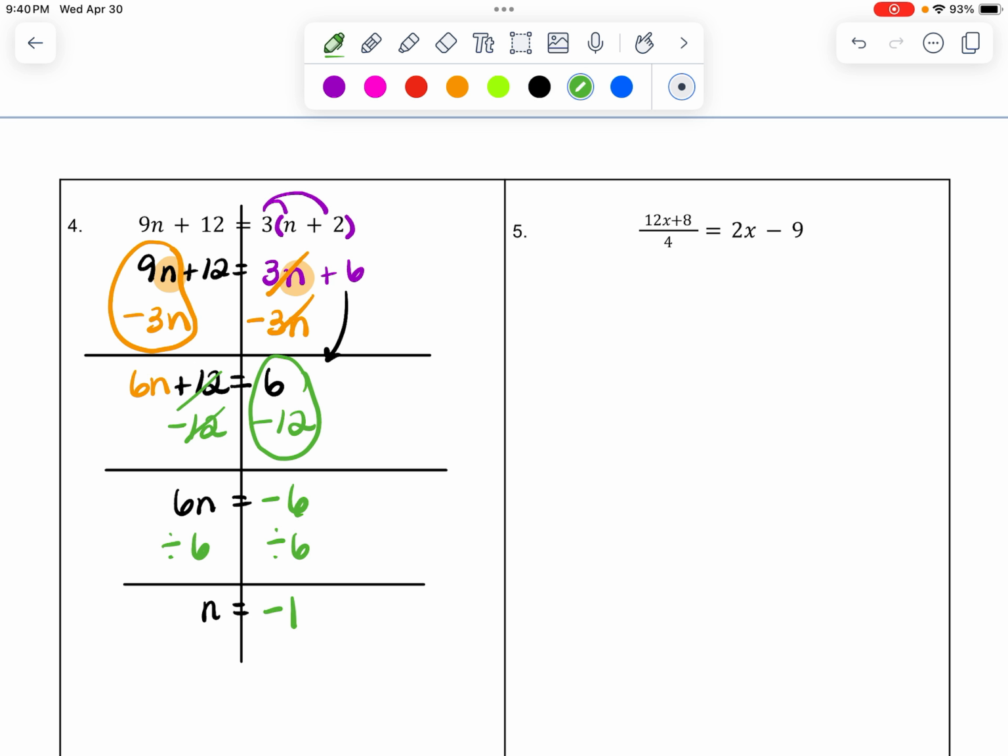Now again, I understand these are very complicated problems, and that's okay. We can do really complicated things, but we do need to practice. Number 5 might look a little weird, so let's talk about it so you kind of have an idea of what's going on here.